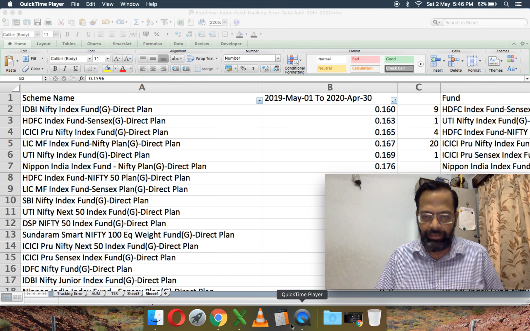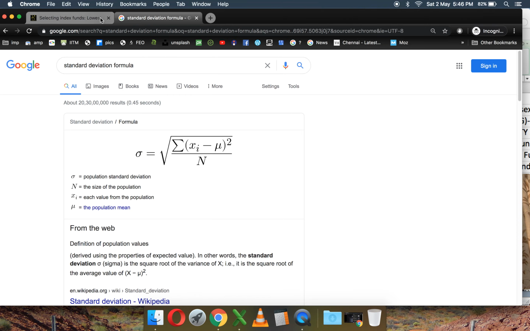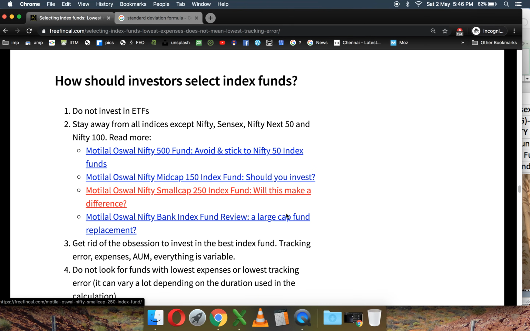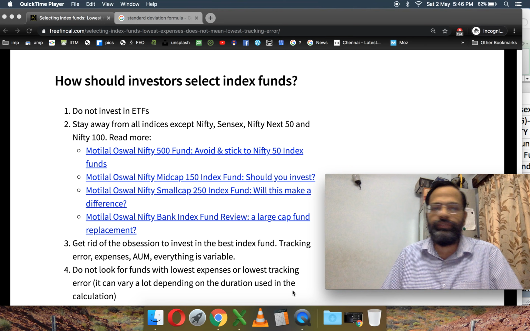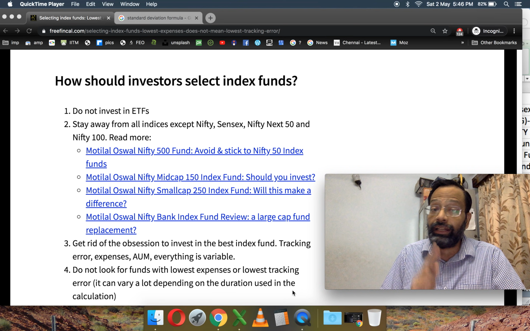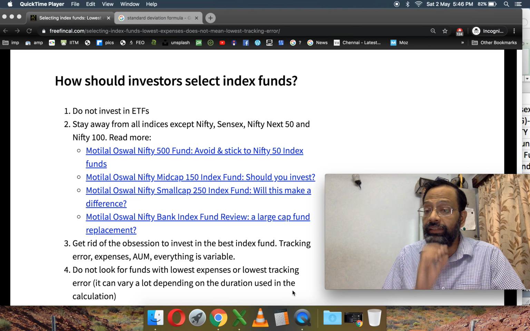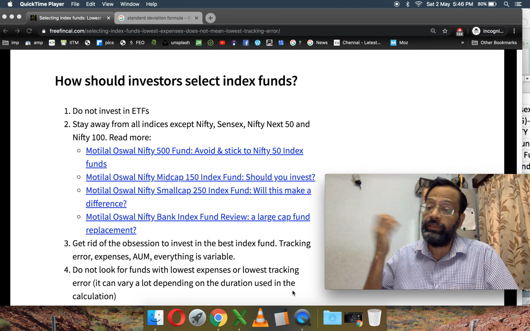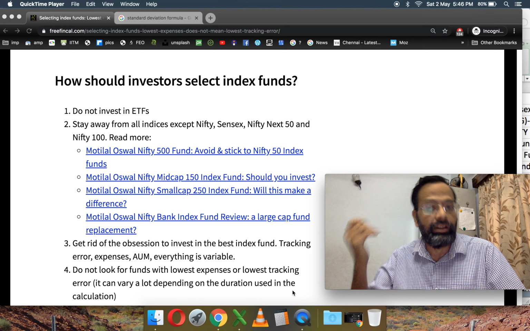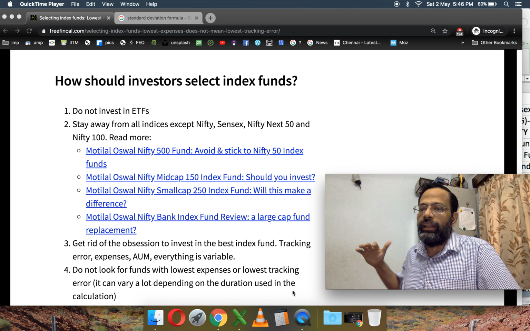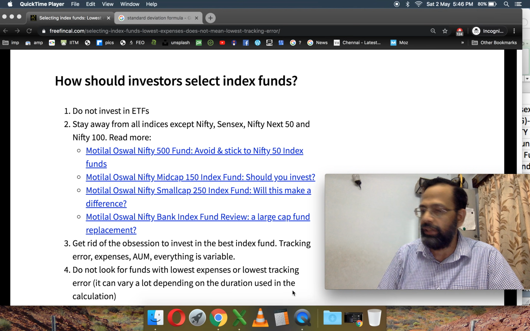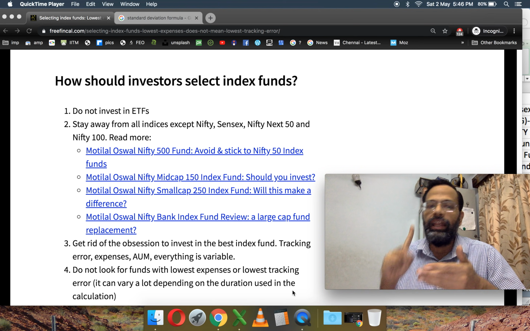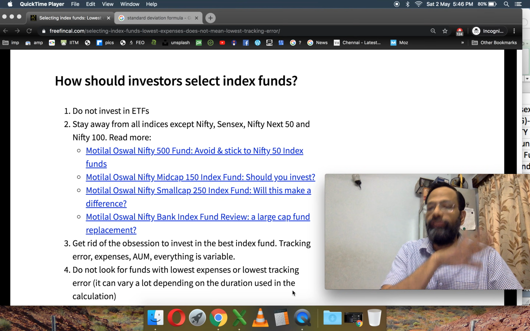How to choose an index fund? I have explained this here in the post. I'll just quickly go through that. So how should investors select index funds? Stay away from ETFs. Recognize that indices like Nifty Next 50, Mid Cap Index, Small Cap Index, Banking Index, or any other index will have a higher tracking error. So you cannot compare the tracking error of all the others with Nifty and Sensex kind of index funds. My suggestion is stick to Nifty, Sensex, Nifty Next 50 and Nifty 100 index funds alone. Stay away from all the others.